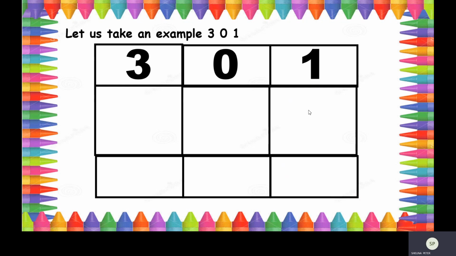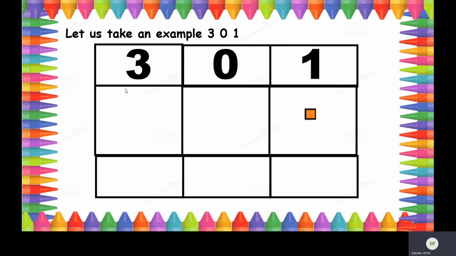So I'm sure you know now. 1 is at ones place. So how many units block? Only 1. Now at tens place we have 0. So what will come here? Yes, you're right. No block will be used because 0 means nothing. Let us go to the hundreds place now.